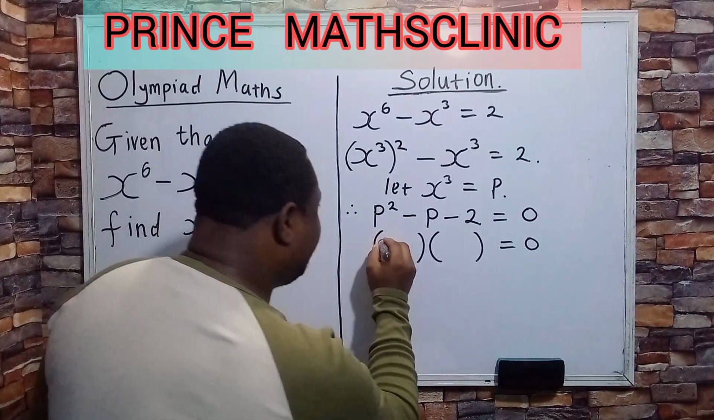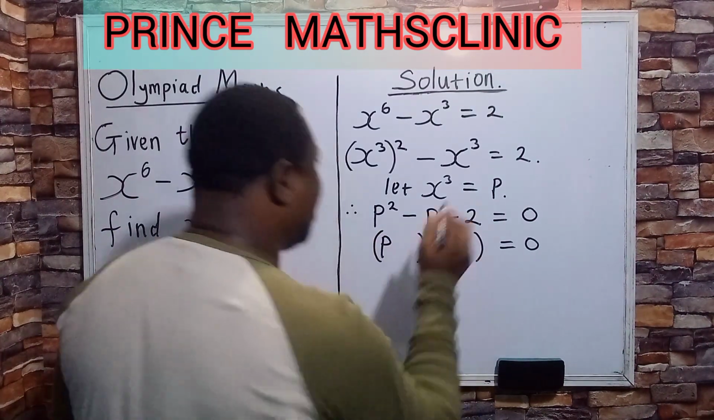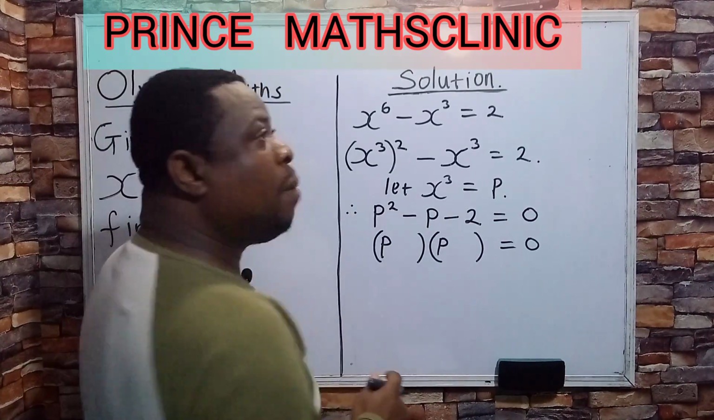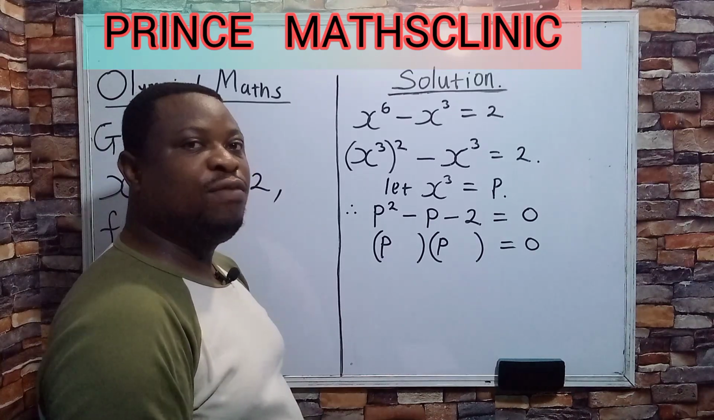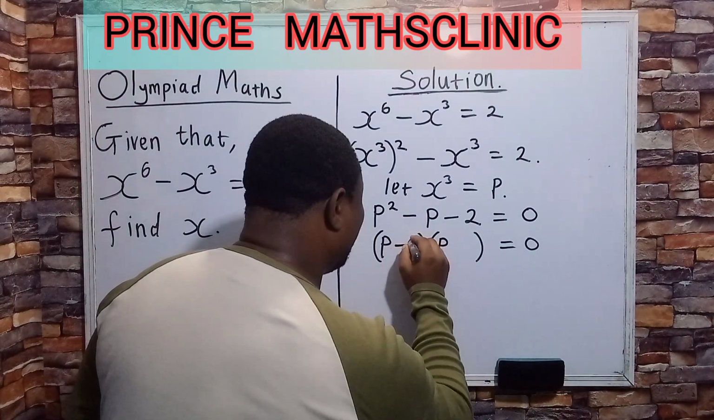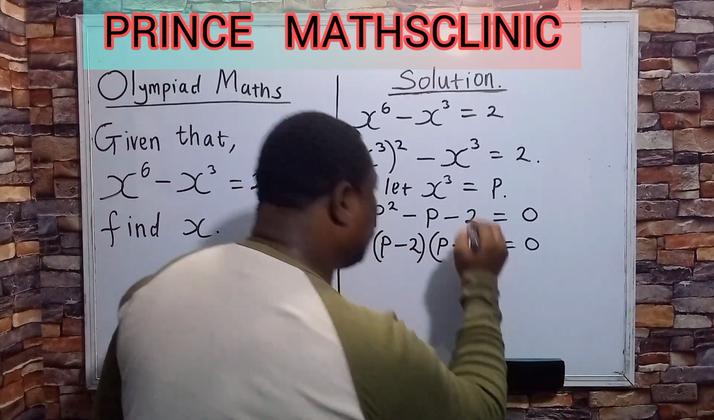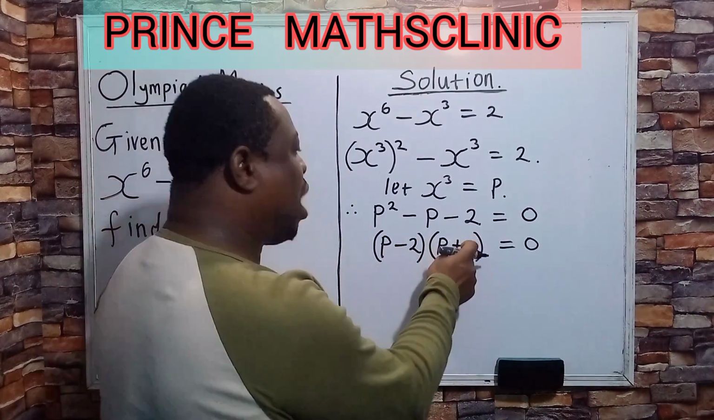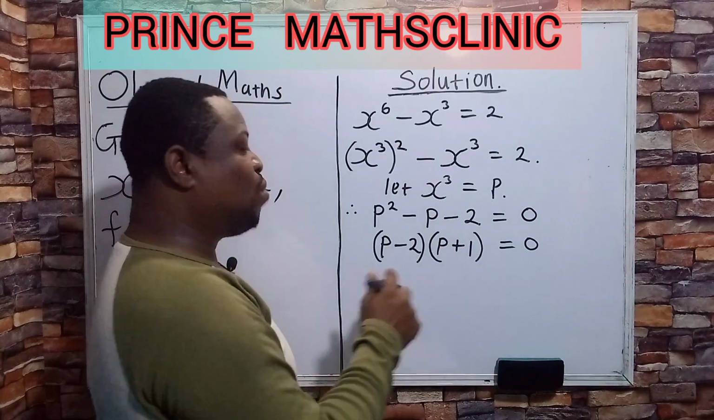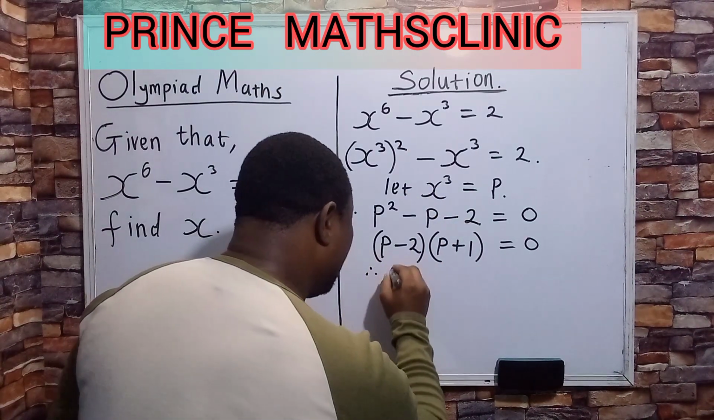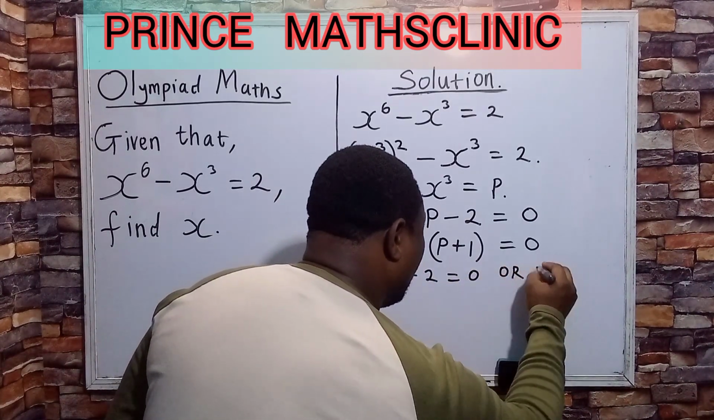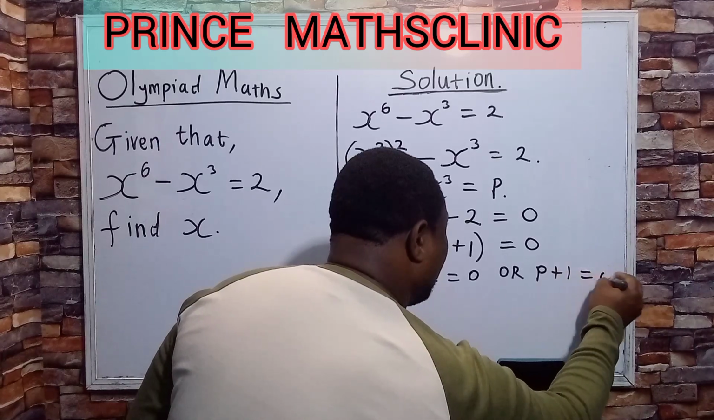Now, you are going to write p here and put p here. Now, I have a negative 2, I have a 1 here. Two numbers I will multiply that will give me negative 2, and when I add them, I'll get negative 1. I simply minus 2 and plus 1. Minus 2 times 1 gives us minus 2, and minus 2 plus 1 gives us minus 1. So therefore, it means that p minus 2 is equal to 0, or p plus 1 equals 0.